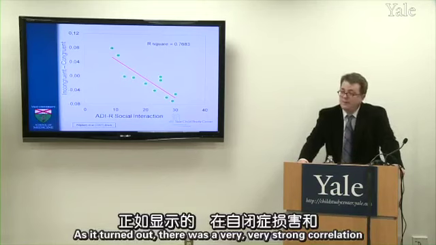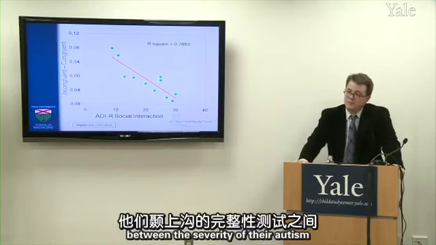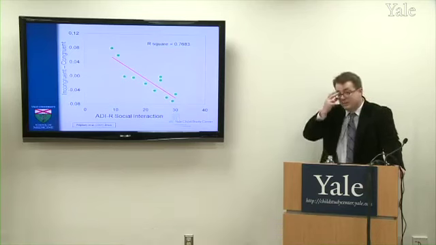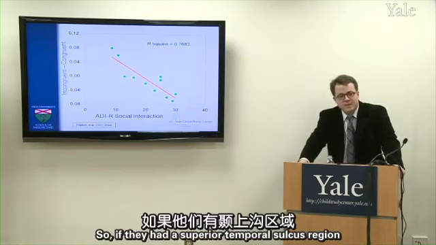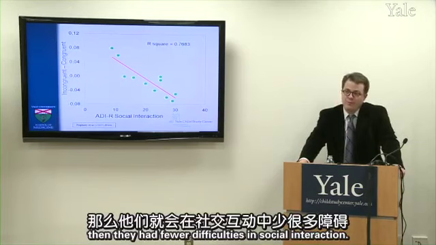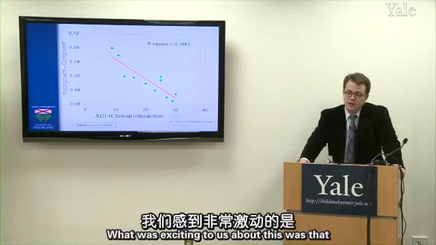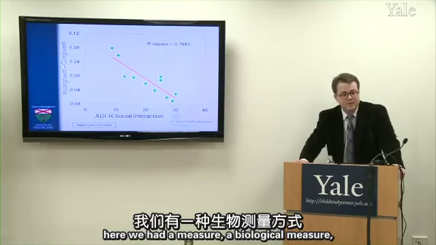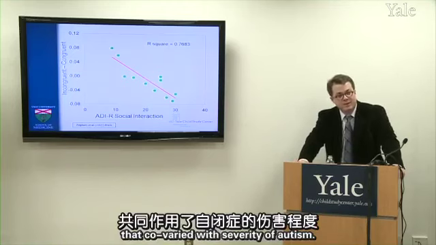And as it turned out, there was a very, very strong correlation between the severity of their autism and the measure of intactness of their superior temporal sulcus region. So if they had a superior temporal sulcus region that was more normal compared to the rest of the group, then they had fewer difficulties in social interaction. And what was exciting to us about this was that here we had a measure, a biological measure, that co-varied with the severity of autism.